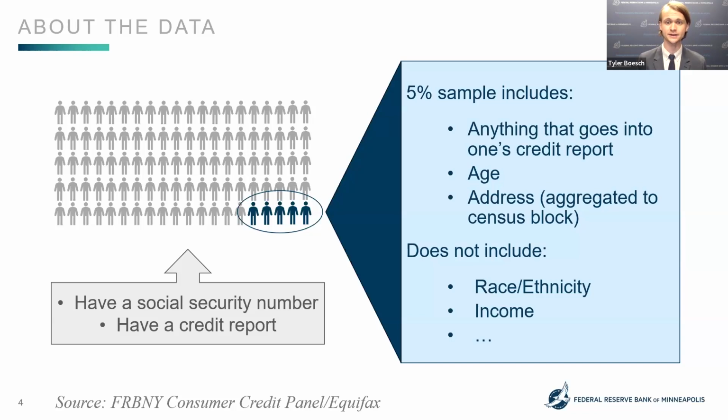Now, for that representative sample, we have information really on anything that goes into one's credit report. Think all the different lines of credit that individuals have open, the types of credit, perhaps a mortgage or an auto loan, things like this. We know an individual's credit score, and even if they have overdue balances on their credit lines. We also have information about an individual's age, as well as their anonymized address, which allows us to attach them to a census block, which is the lowest level geography offered by the census.